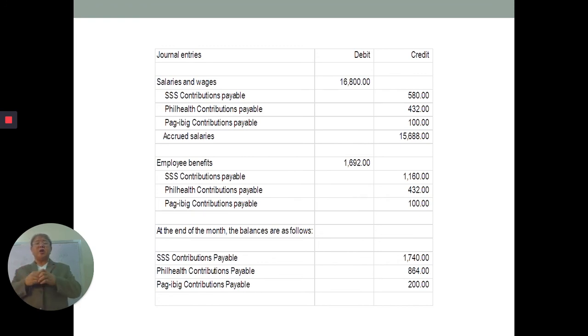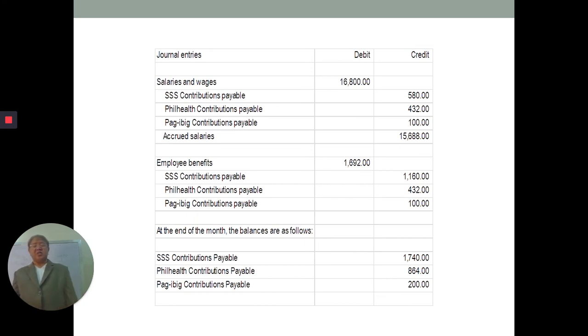If the employer will not pay these contributions, they will be in bad shape with the government. Employees might, or will eventually, complain that they have been deducted this amount, but this amount will not be remitted to the government on their behalf. So they cannot avail of the benefits from these government agencies.